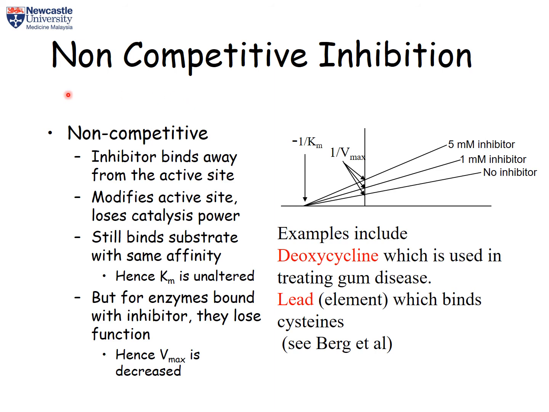And the examples of non-competitive inhibitors are like deoxycycline and lead. So it is your homework to find out what these molecules are and what they do.